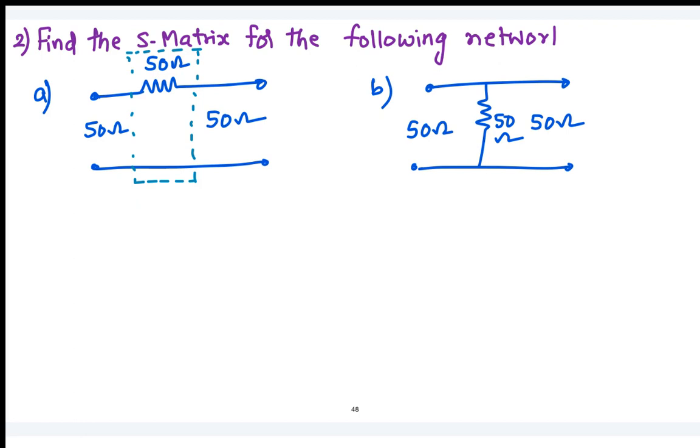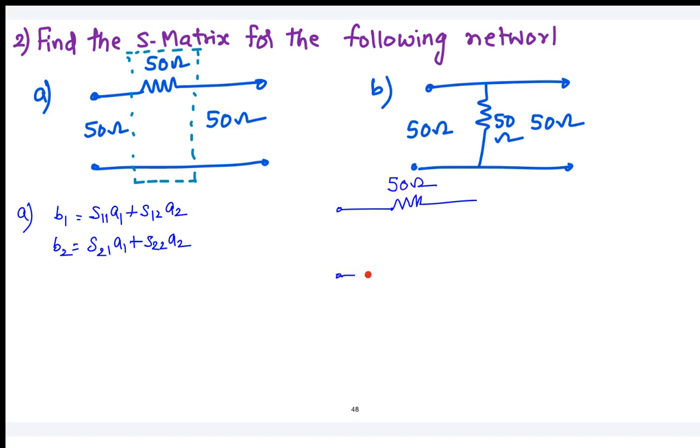Let me do the first one and you are supposed to do the second one. When you see the first one, let me write the equations. What are B1 and B2? B1 is equal to S11 into A1 plus S12 into A2, and B2 is equal to S21 A1 plus S22 into A2. This is your 50 ohms line right now, and this is your 50 ohms and this is your 50 ohms. Let me call this port 1 and port 2.